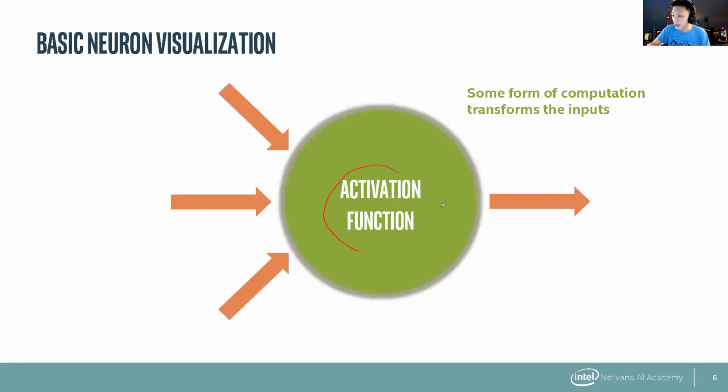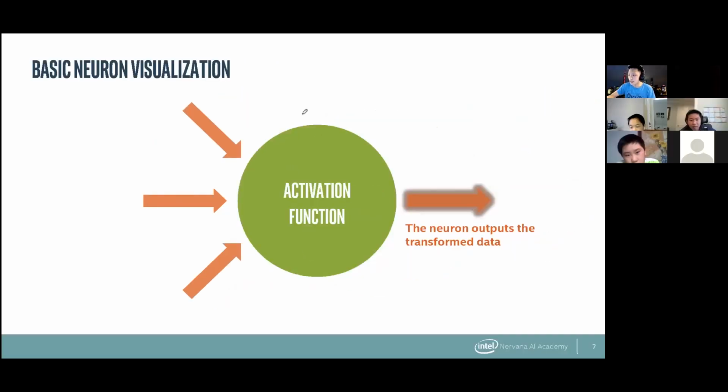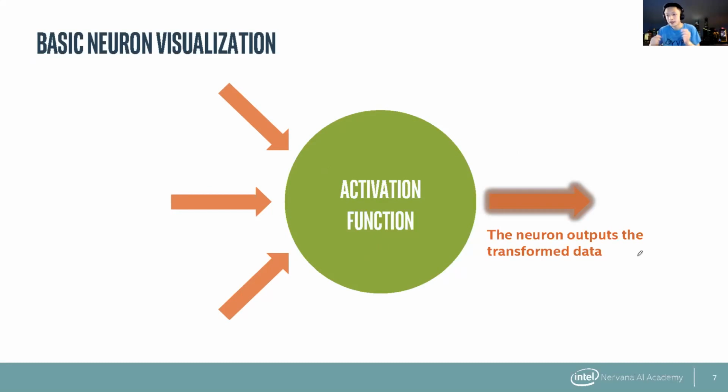And in the activation function, or at least in the middle of this neuron, there's some form of computation that transforms the inputs. And we'll talk about what this is. And then finally, these inputs are all taken together and then they're spit out somewhere else. Now, from the general description of a neuron, you might think, how the heck is this going to learn something interesting, right? It's just something that takes in a bunch of numbers, probably adds, multiplies them together, and then spits out another number.